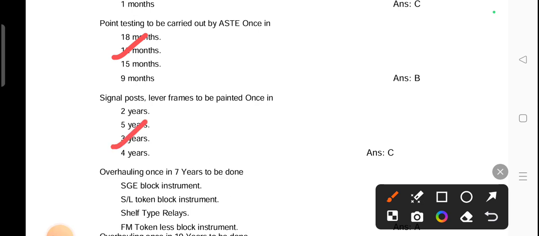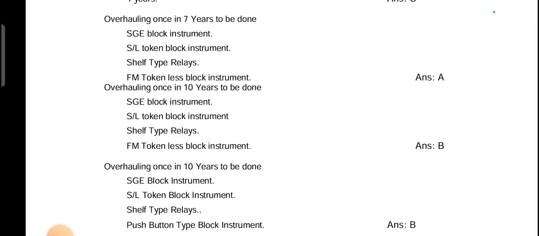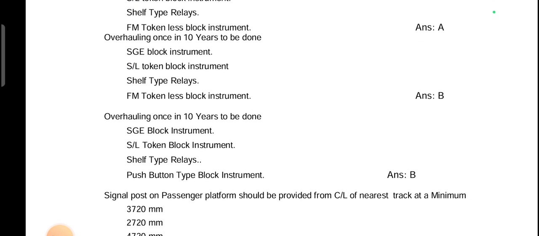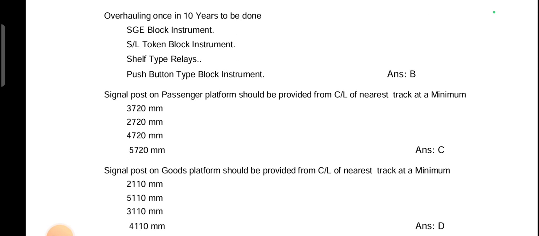Next, overhauling once in 7 years to be done: SGE block instrument. Next, overhauling once in 10 years to be done: single line token block instrument.